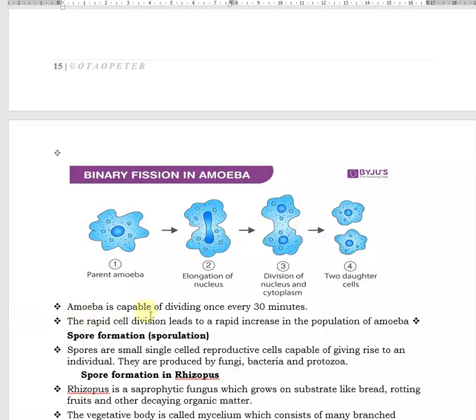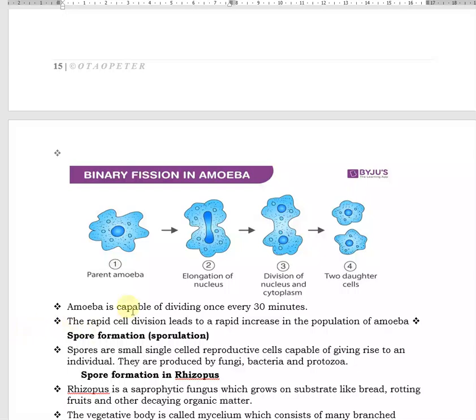So binary fission in amoeba. We have the parent amoeba, elongation of the nucleus. You can see the nucleus elongate. The nucleus is a bit circular, so it elongates here. Now division of the nucleus and the cytoplasm. It divides here, divides here. And then we have the two daughter cells. Can you see that? Two daughter cells.